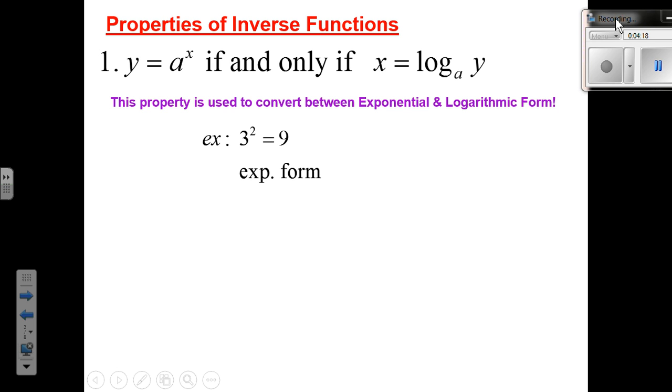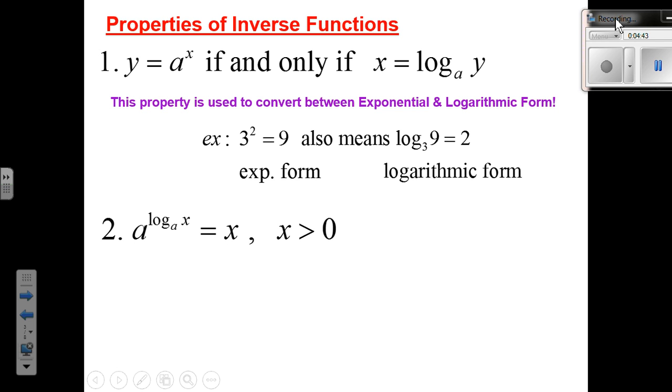So for example, if I have 3 squared equals 9, which we know is true, that's the exponential form. Then in logarithmic form that would look like log base 3. Remember, the base of the exponent is the same as the base of the log, and log base 3 of 9 is equal to 2. Log is an exponent, so the answer that you get from a log is always an exponent.